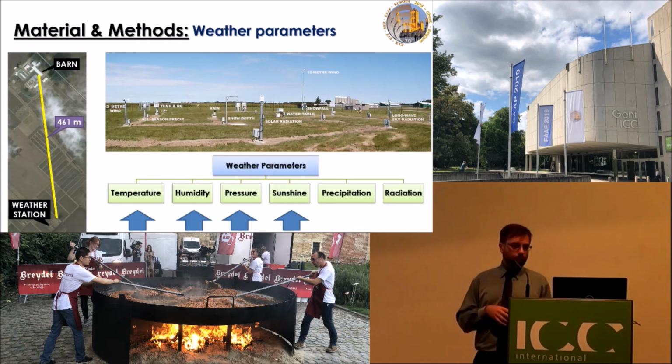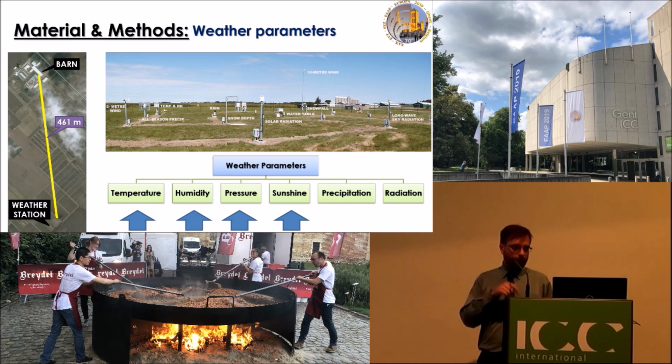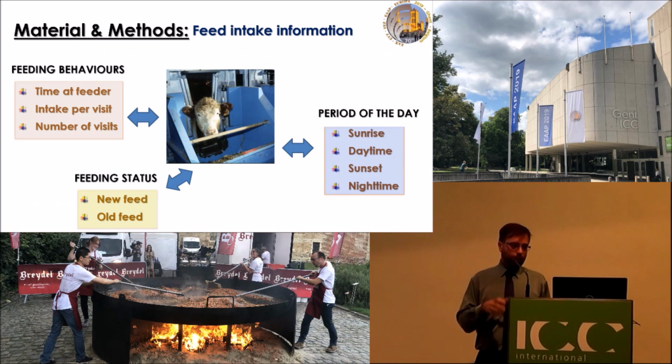So the barn was located about 460 meters from a weather station, and that station was equipped with a long list of tools. And for this particular study, we really care about the temperature, humidity, pressure, and sunshine. So those are the main parameters that we look at at this stage.